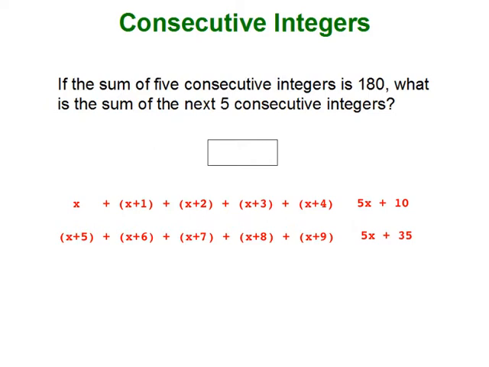Now, without going back to use the original number, 5x plus 10 is equal to 180, solve for x, plug back in for x, and work that out, we can simply see that there's a difference of 25 between the two series, 5x plus 10 versus 5x plus 35. Therefore, the value of this second series is simply the value of the first series, which is already known, 180, plus 25, yielding us a solution of 205.